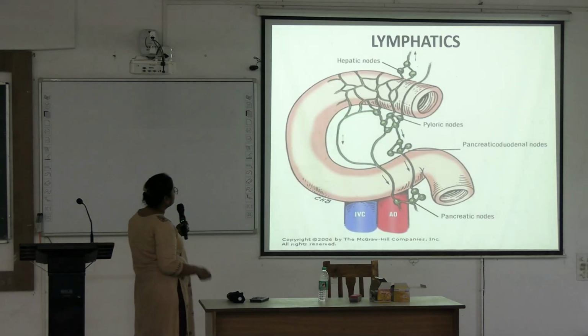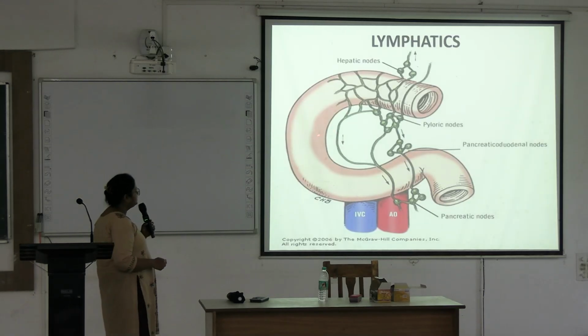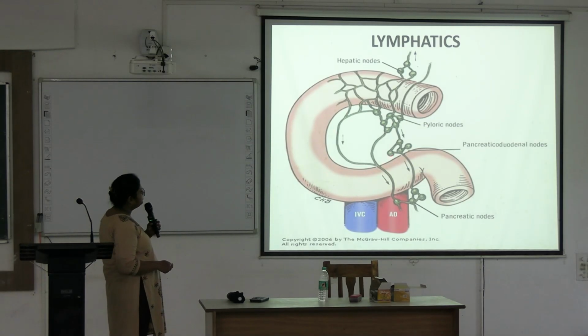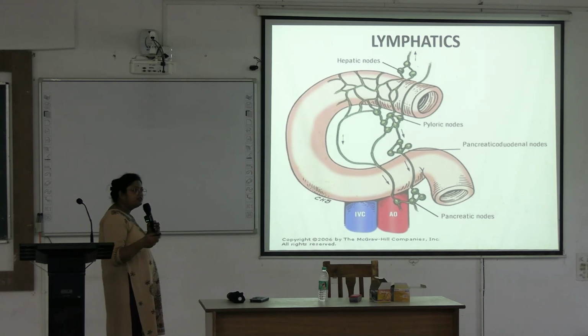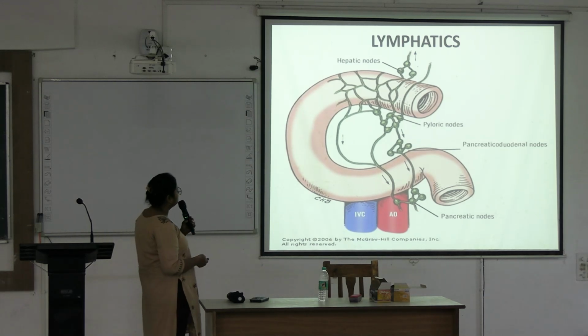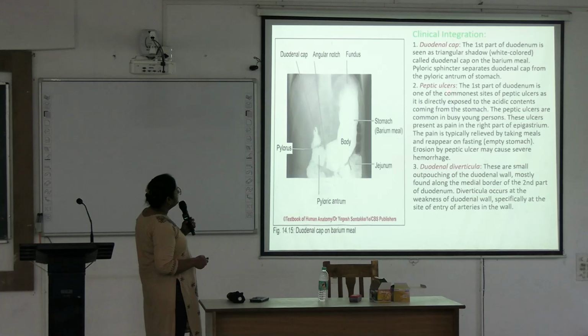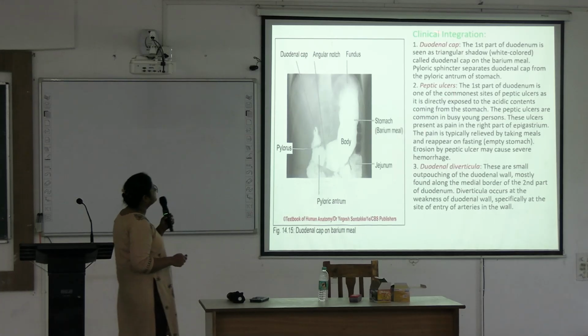Okay, here this is the lymphatic drainage. Here are the pyloric nodes. These are the pancreaticoduodenal nodes, mainly lying here, which further drain into the celiac and superior mesenteric nodes. Next, we are going to some clinical aspects.